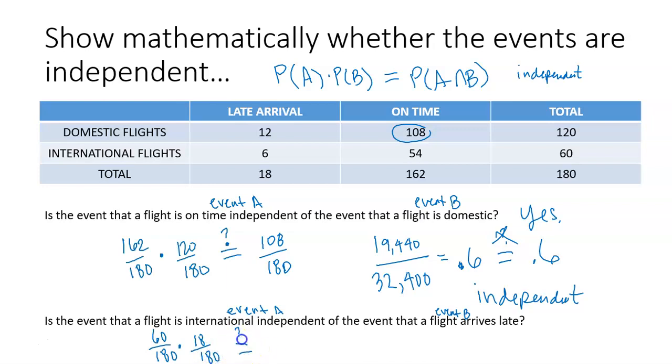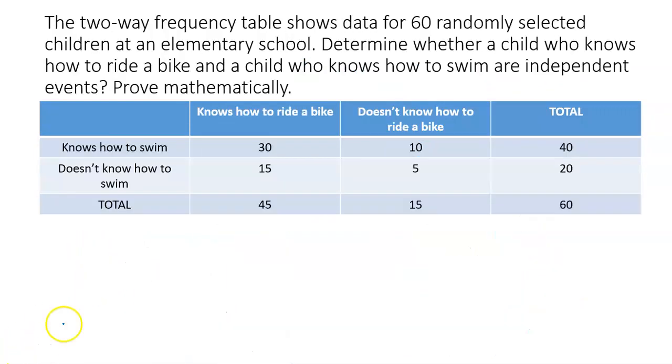And I need to check, does this equal the intersection of those two things? So the intersection of international and late. So late and international would be 6 out of 180. Okay, and I'm just going to go ahead and put those in my calculator. If you do that, you're going to get 0.033 repeating for both. So yes, these are independent. All right, let's go ahead and try another example here.